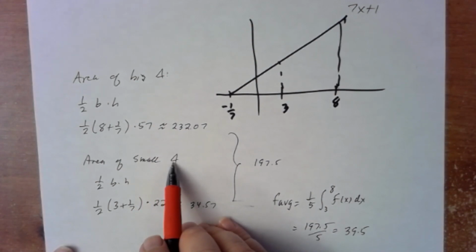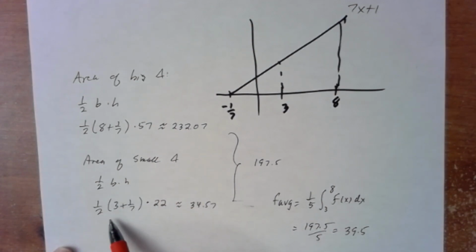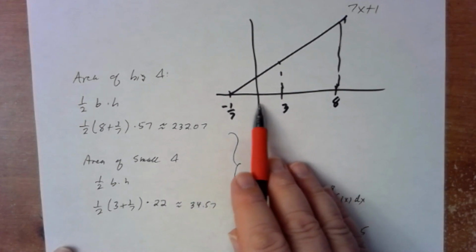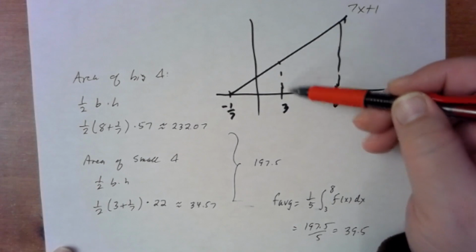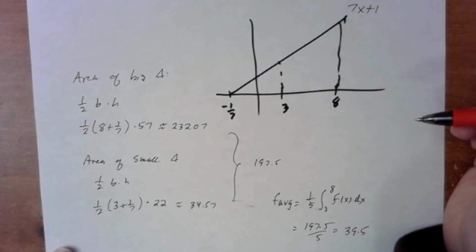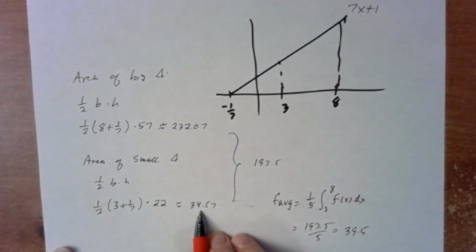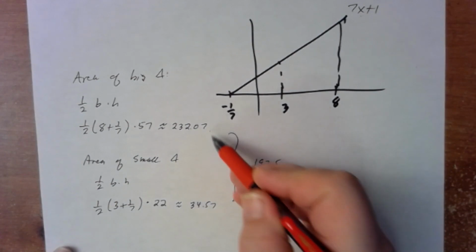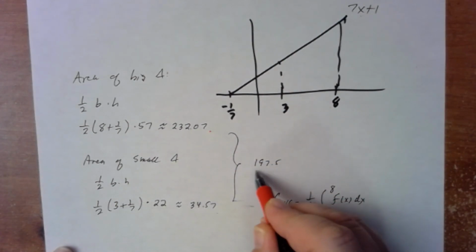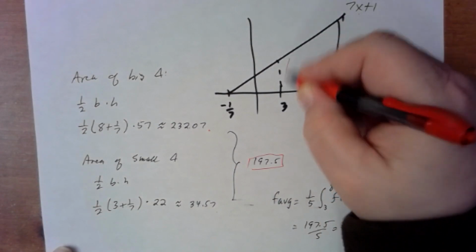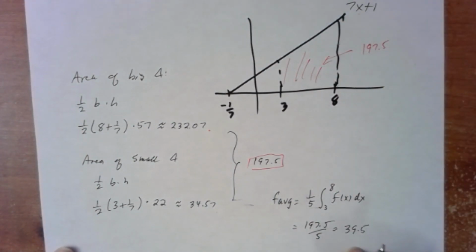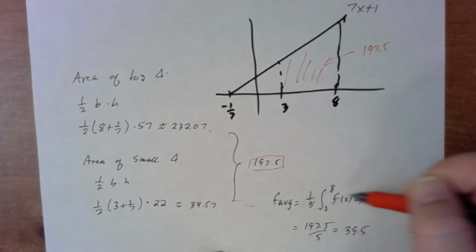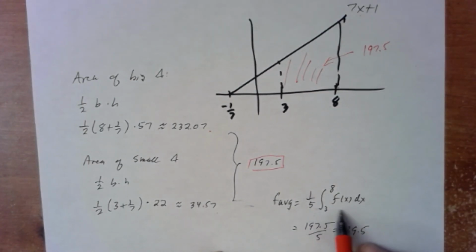Now the area of the small triangle is again 1/2 base times height, so it's 1/2, 3 plus a 7th, and then you multiply by 22, which is plugging 3 into your formula. So that's about 34.57. So if you subtract these two numbers, you get that the area right here is about 197.5. Okay, so what is the average value going to be? Well, it's going to be 1/5 of that value, right?